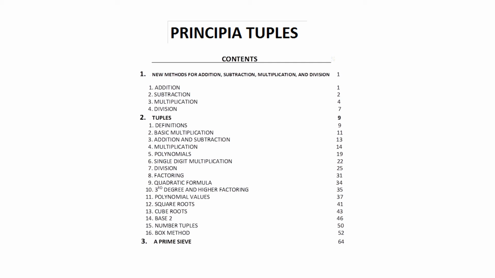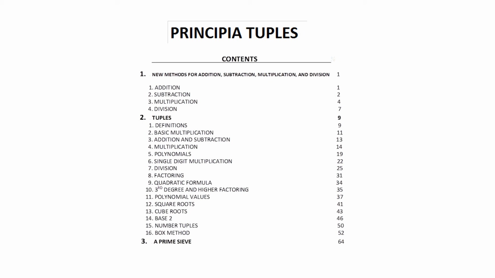The division method is very simple, and it is much easier than synthetic division. Tuple division is much cleaner. We also show factoring with tuples, much easier than doing it with x's. We show the quadratic formula. We do third degree and higher factoring, and it's relatively easy with tuples. Then we show square roots and cube roots, how to use a current answer and go one more digit.